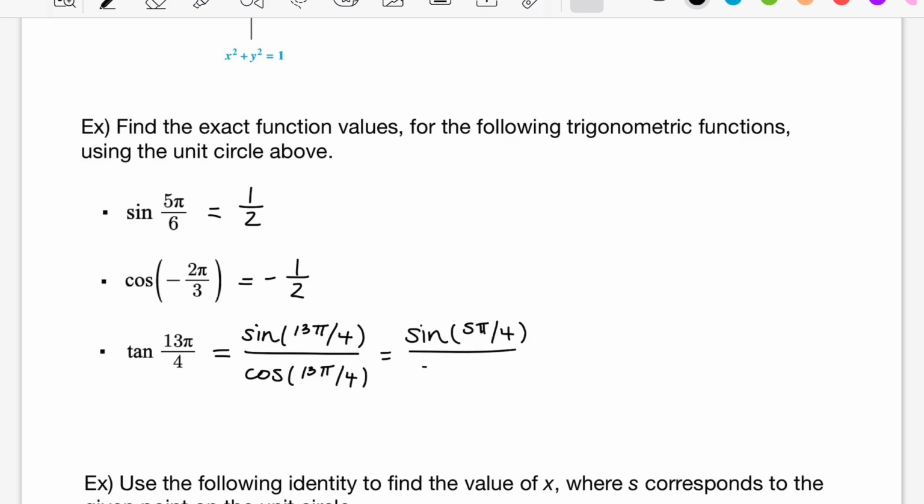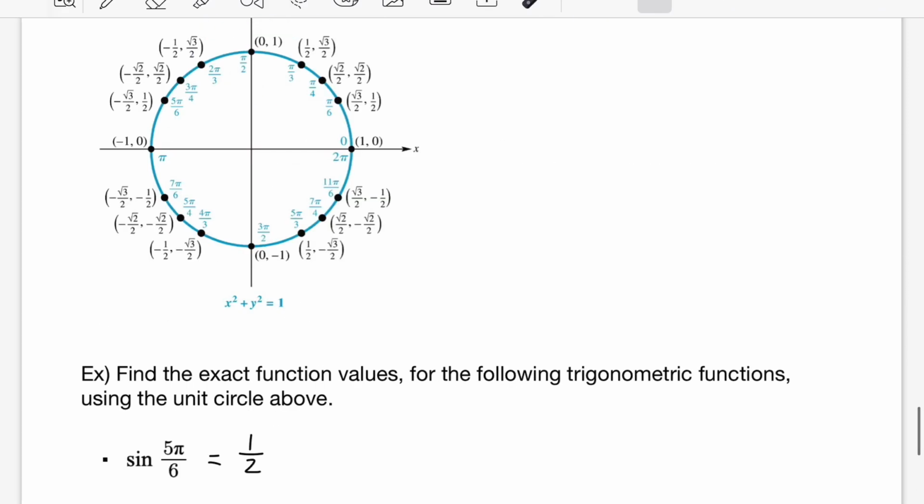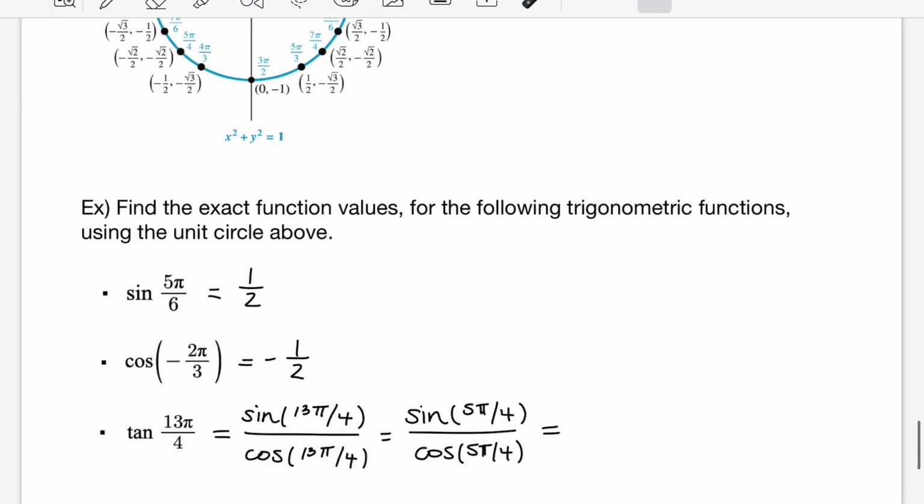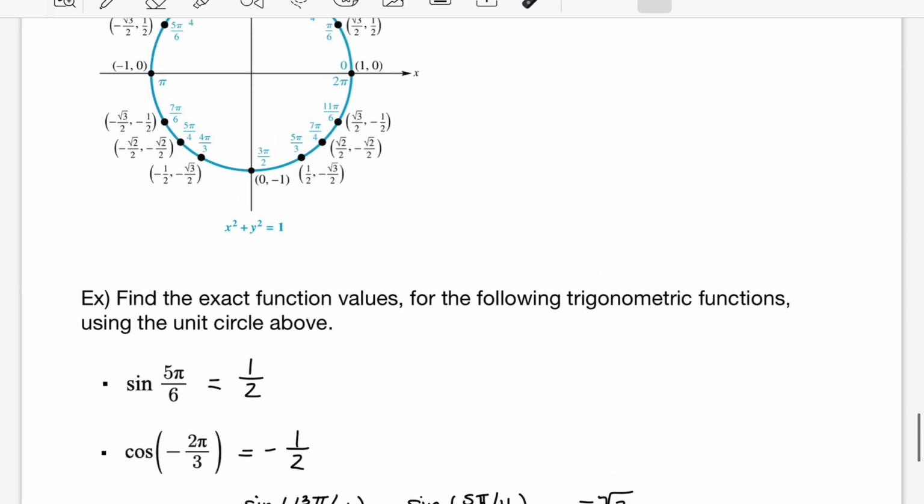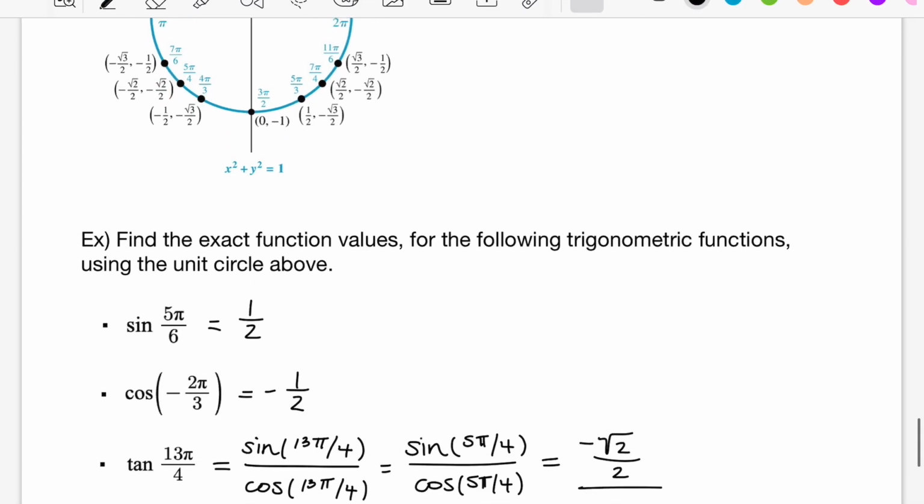So the y-coordinate of 5 pi over 4 is going to be negative root 2 over 2. And the x-coordinate is also negative root 2 over 2. So we have minus root 2 over 2 over minus root 2 over 2. The negatives cancel, and we'll just get positive 1 here.